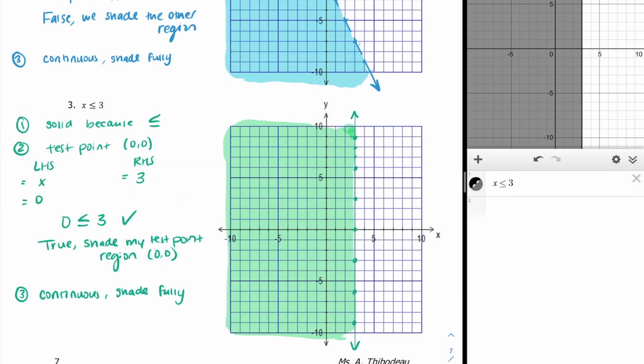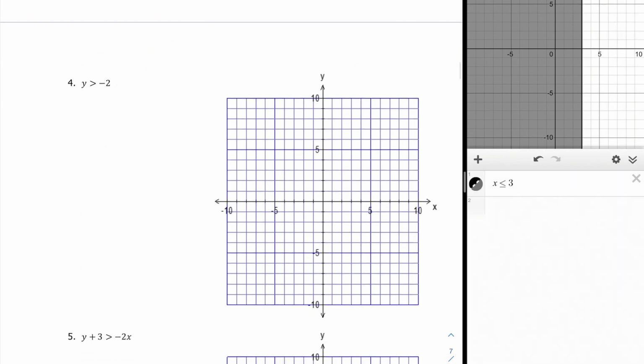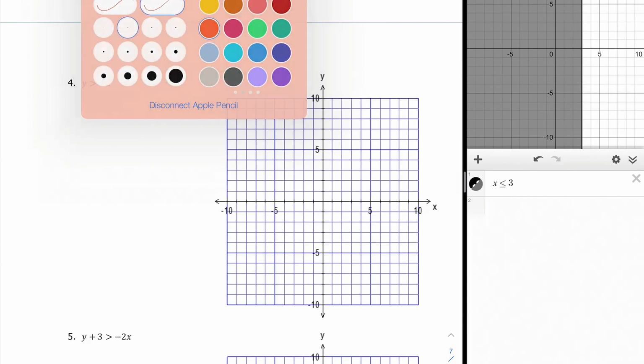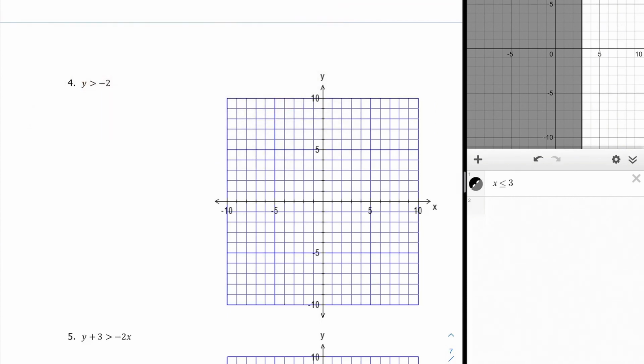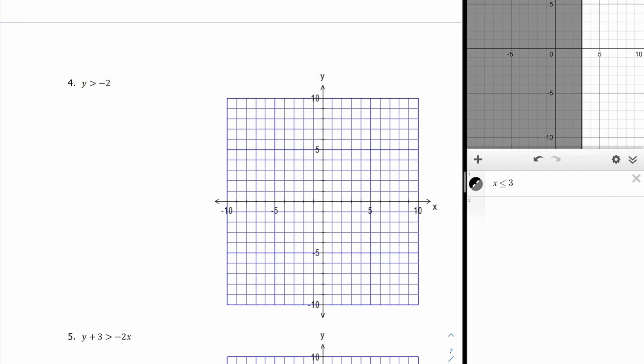From here, we've got two more. The next one here is this guy. We are going to pick a different color. Maybe orange. Or if I'm going reverse rainbow here, I guess I should pick yellow. All right, so here we are. We have y is greater than -2.